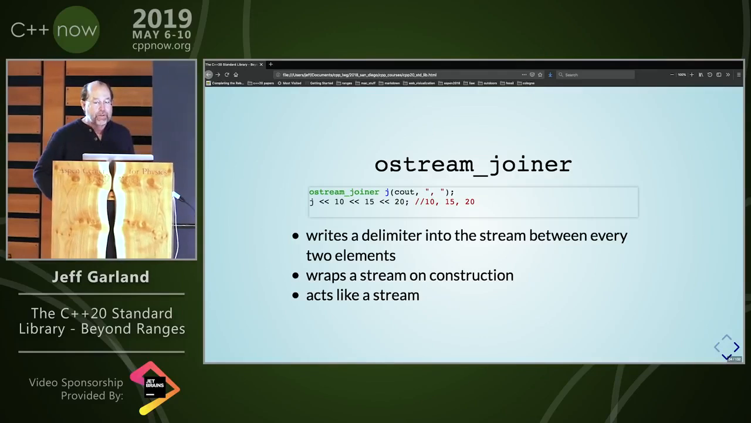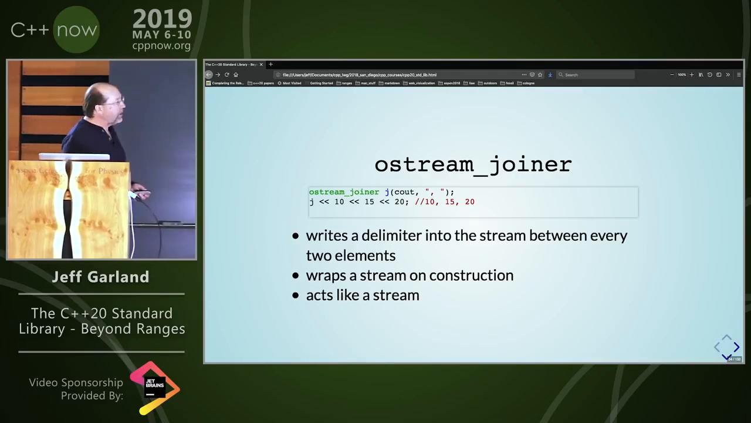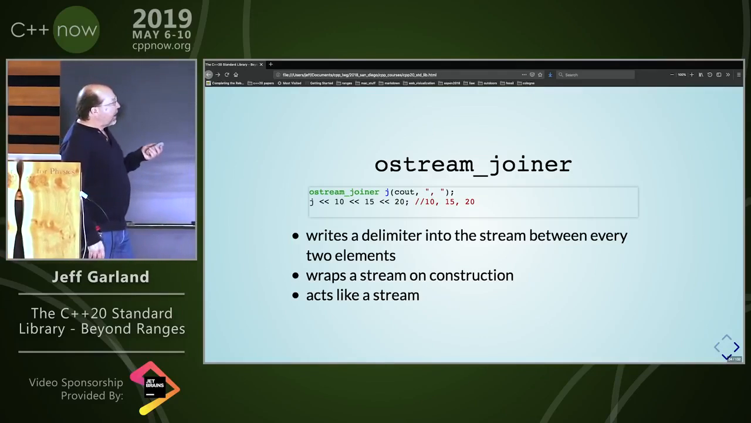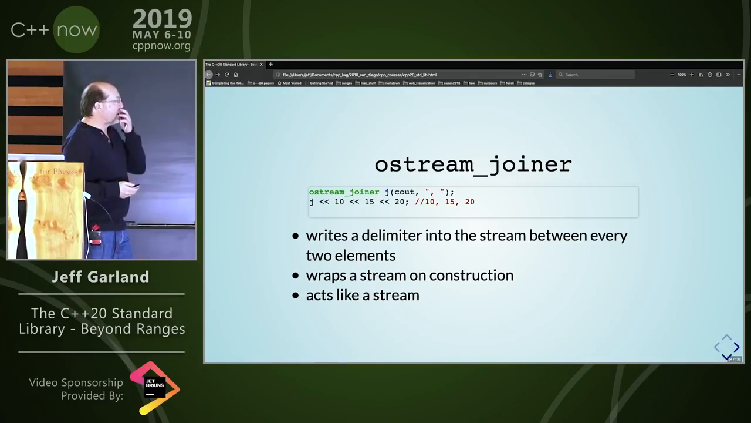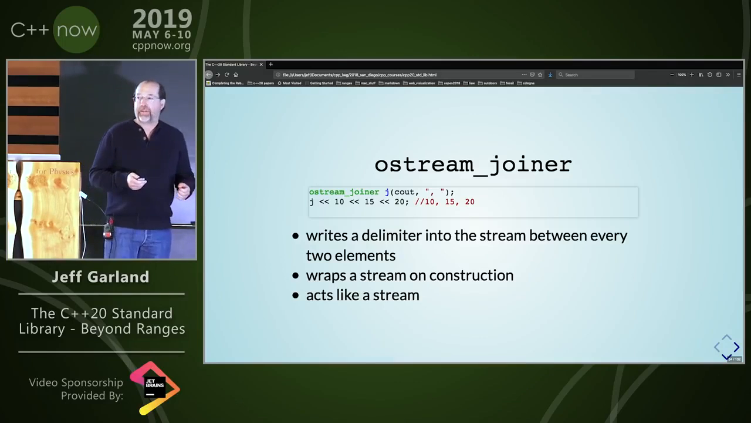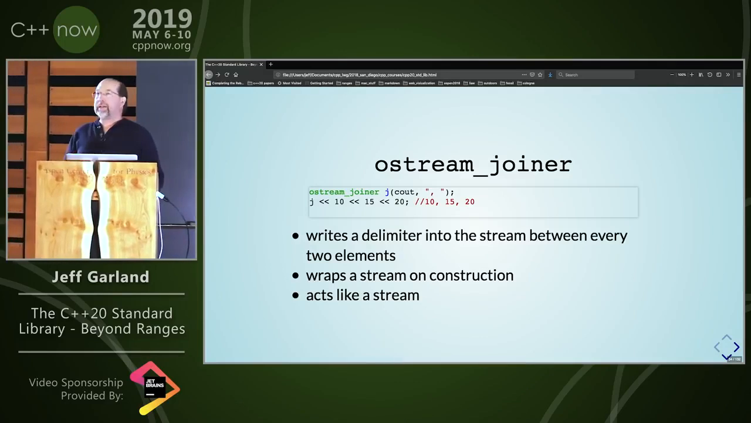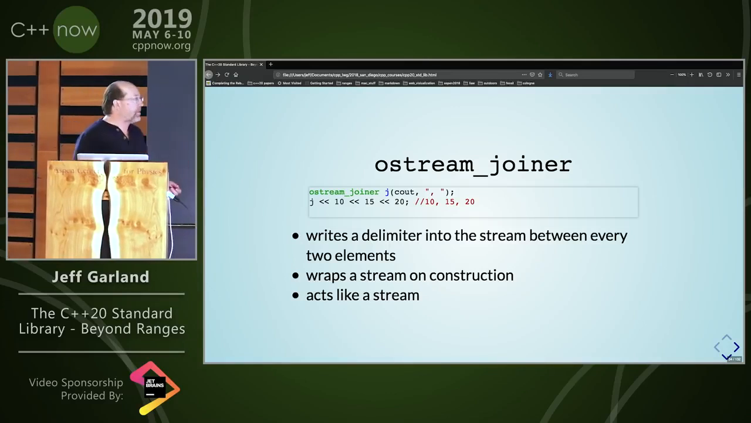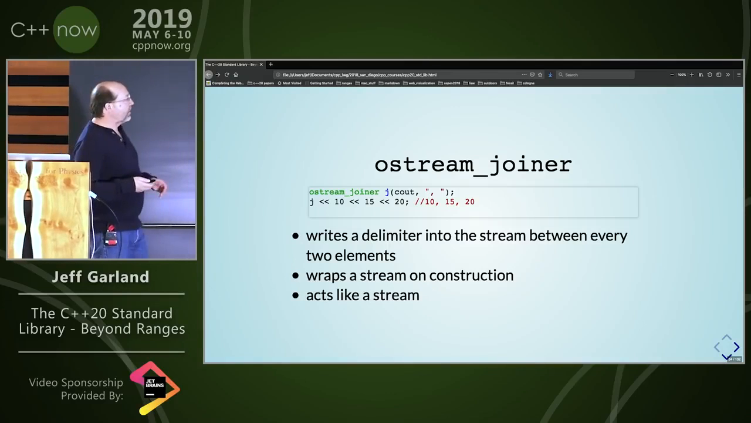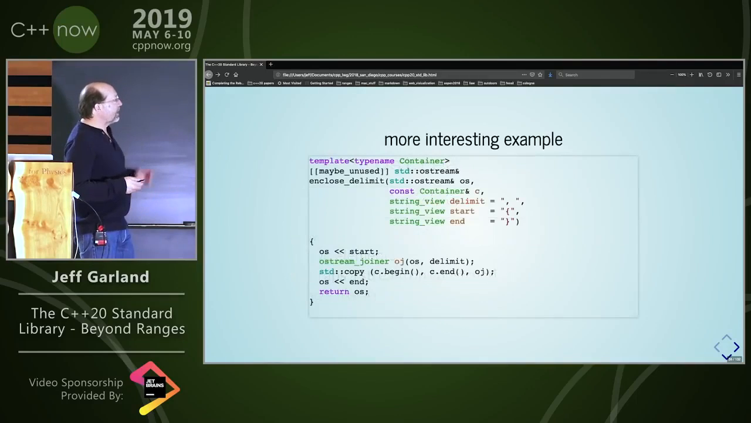Again, it's a wrapper around a stream, but it takes a delimiter, and that delimiter is then interspersed between the values that are inserted into the stream. It has the interesting behavior that it can avoid inserting the delimiter after the last one in the stream, which is very convenient if you've ever had to write the code for, say, JSON streaming or so forth. And it acts like a normal stream, just like anything else.